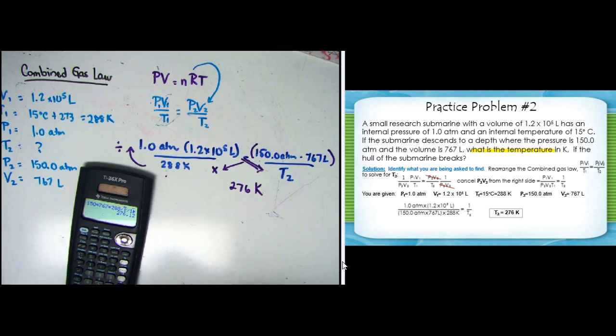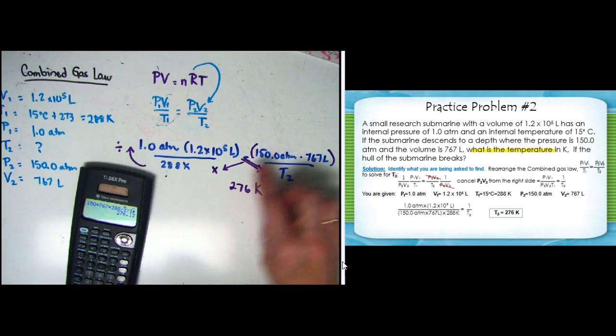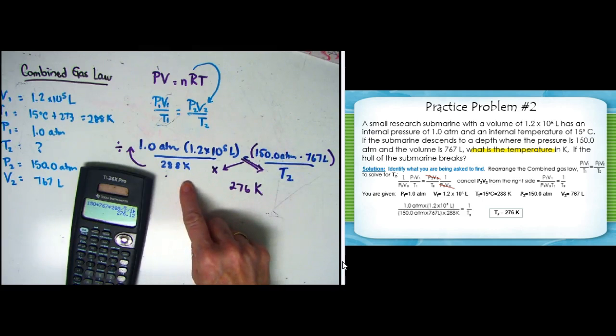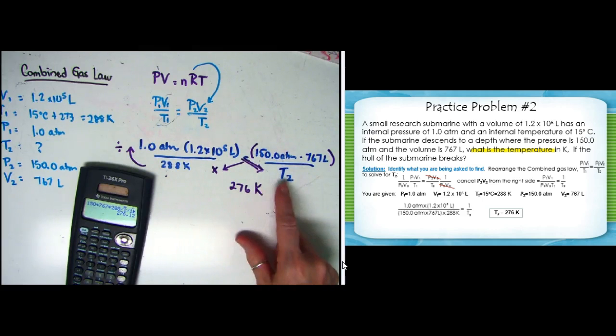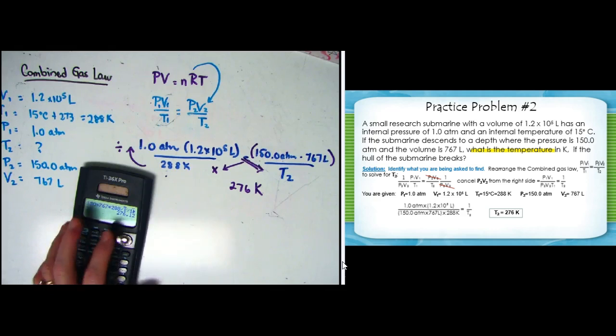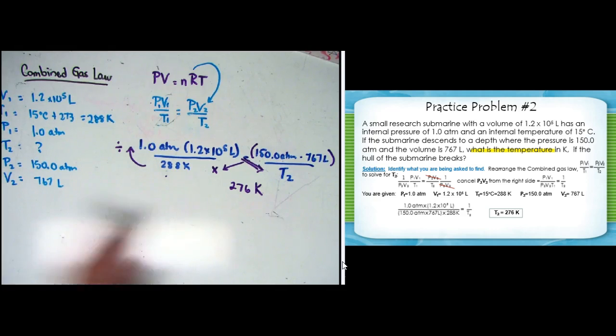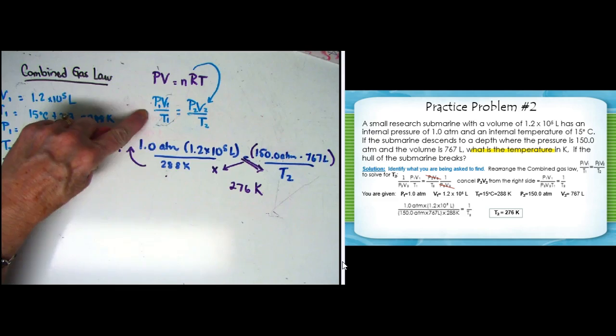This is a very easy problem that does not require having to rearrange it. It's a proportion statement. And so what's on the top gets multiplied with what's on the bottom, divide by what's across here, and you're going to get your answer every single time without having to rearrange any equation. Just use what you're given.